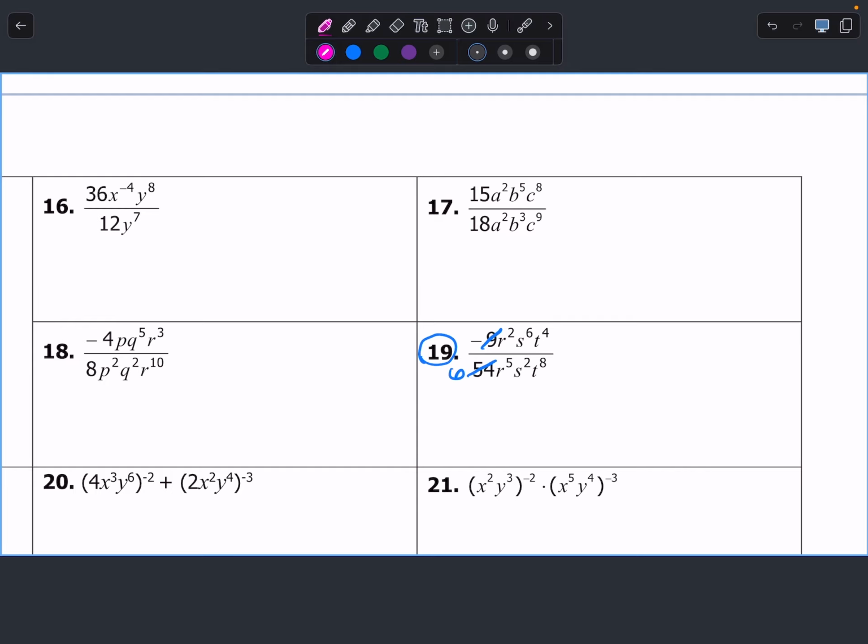Okay, so I'm going to reduce. Yay. So I have a -1 still on the top. I have a 6 in the bottom. Now, when it comes to my R's, if I want to do less work, would I want to go R to the 2 minus 5, or would I want to go 1 over R to the 5 minus 2? Which way do I want to go? Okay, you can go the first one. Okay, we'll do that.